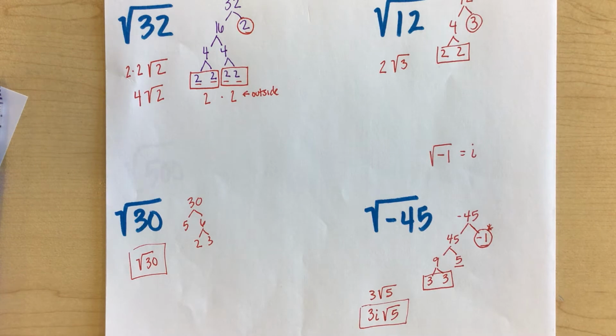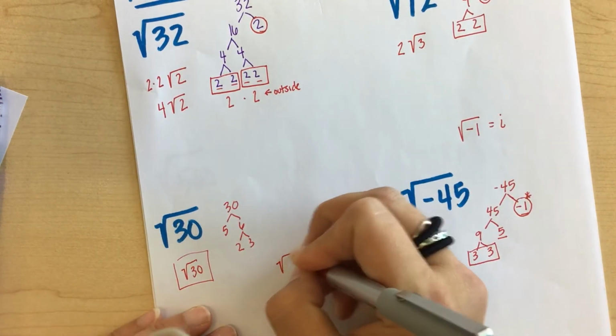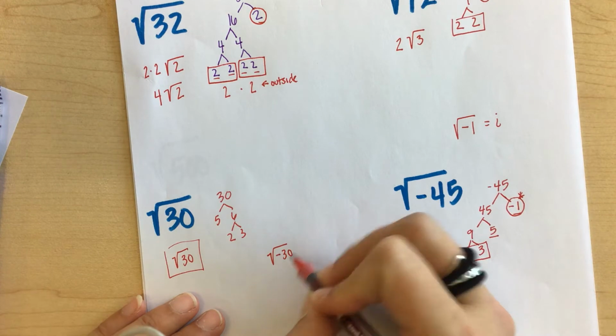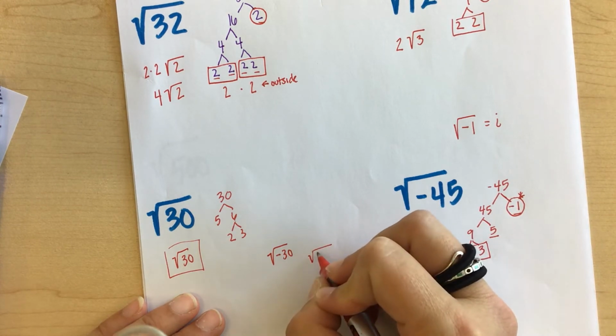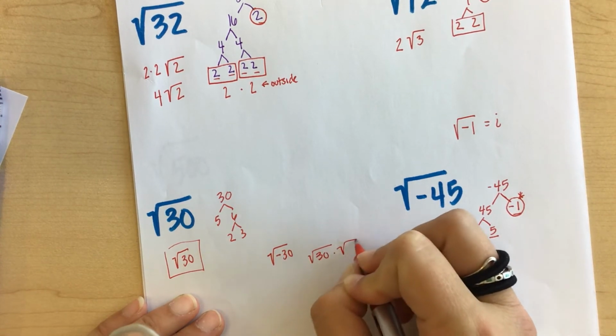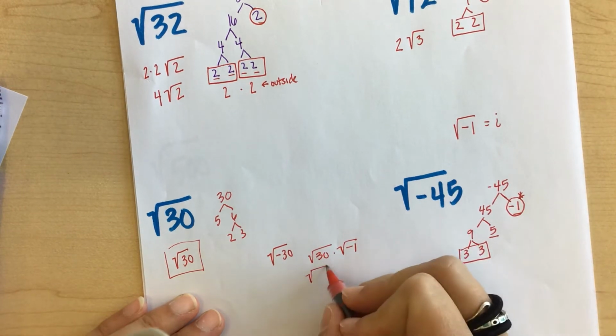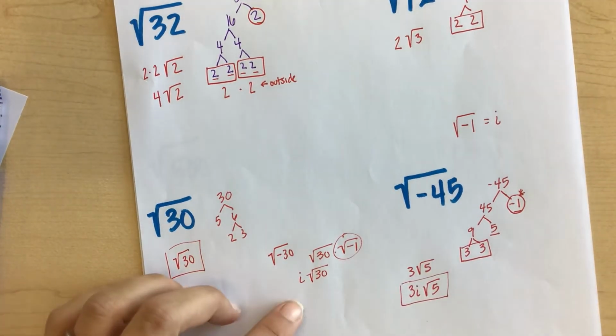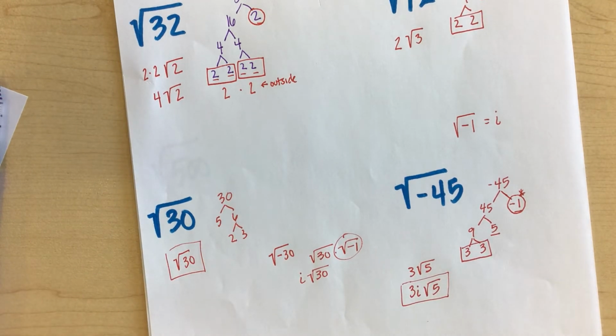Never, ever leave a negative underneath a radical. You can't do that, okay? So for example, if this was negative 30 underneath here, I would just break this down into the square root of 30 times the square root of negative 1, right? The square root of negative 1 is i, so this would be i radical 30. Okay, I know it gets kind of complicated, but it's not too bad. All right, let's do some more examples.